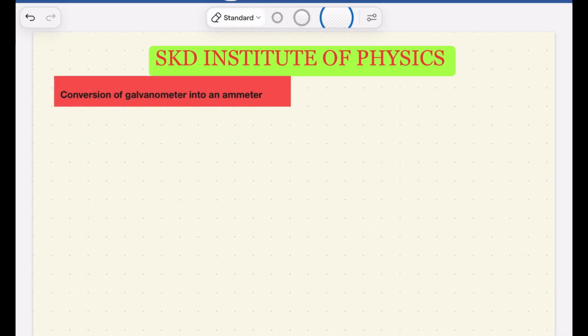Myself, I am Diwakar. Today, I am going to discuss one extremely important concept in the JEE Mains and Advanced. Okay, see here. That concept is here. The heading is the conversion of the galvanometer into an ammeter.